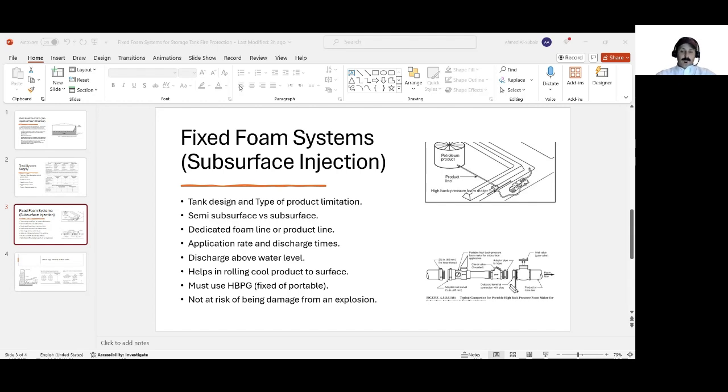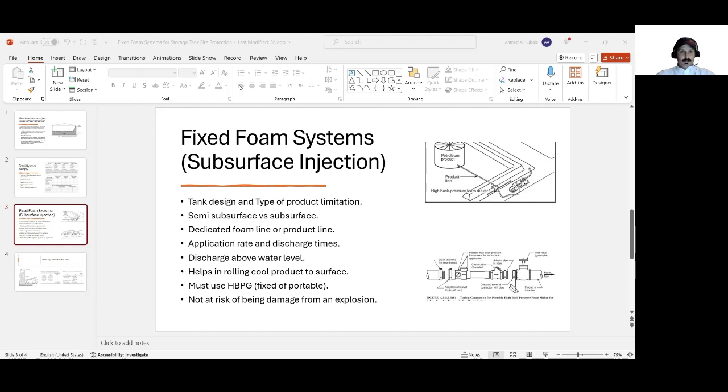So one of the advantages of such a system is that it is not at risk of damage when an explosion happens at the top of the tank. Most likely, if an explosion happens in a vertical fixed roof storage tank, it will happen at the roof area, in the vapor space above the liquid level and under the roof of the tank. An explosion will happen and a fire will result from that explosion.